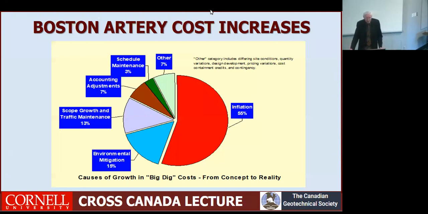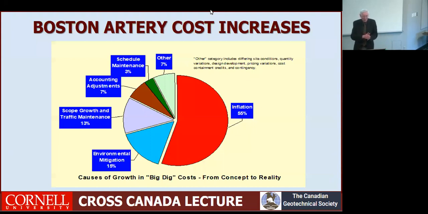Some final comments about the Boston Artery in terms of cost increases. When the Boston Artery was evaluated back in 1986, I think it was evaluated at a $2.6 billion cost. It eventually came in at about $14.6 or $14.7 billion. But comparing it to 1986, before the environmental impact statement was developed, is of course nonsense. It's not fair. If we actually take it at a time about 1993, 94, when the EIS is in place, it was about $5.6 to $6 billion at that time.